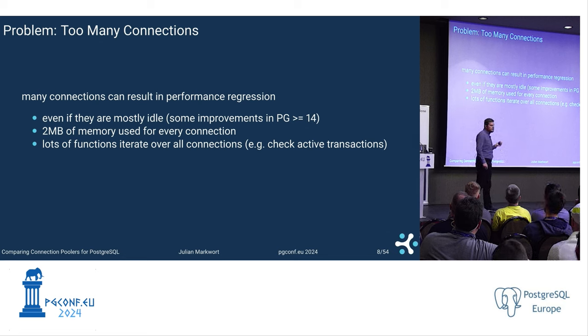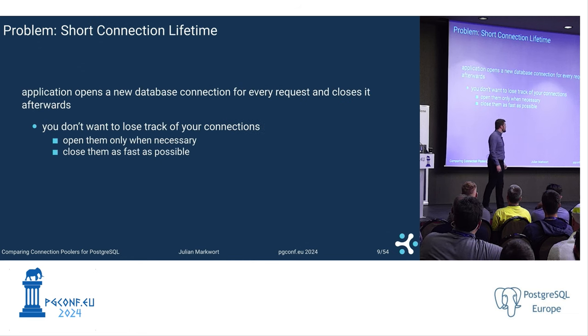There are also other limitations, like every connection needs at least 2 megabytes of memory, regardless of if it ever did anything. You might just open a connection, and those 2 megabytes roughly are allocated, and you can't use them for anything else. And there are still a lot of functions that need to iterate over all the connections. So that's bad. Another problem is when you have too short connection lifetime.